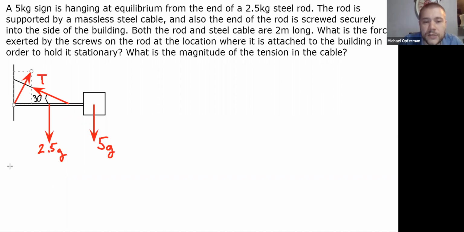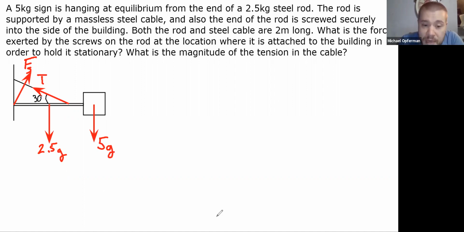It's up because the screws are presumably part of what's holding this up. And it must be to the right because there are no forces pointing to the right. So something has to be a force to the right, or else this thing can't be at static equilibrium. So let's call that Fs, force of the screw. Okay, so there I've got 4 forces in my diagram.